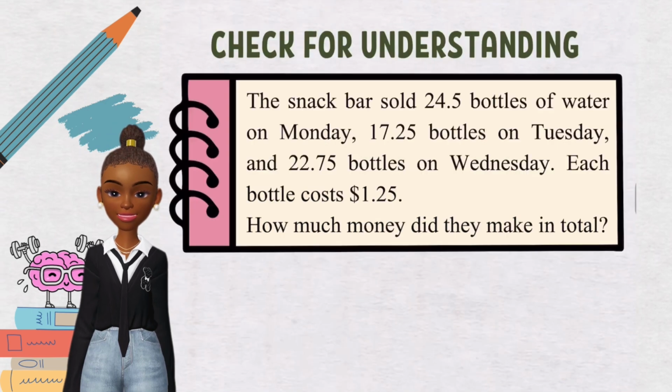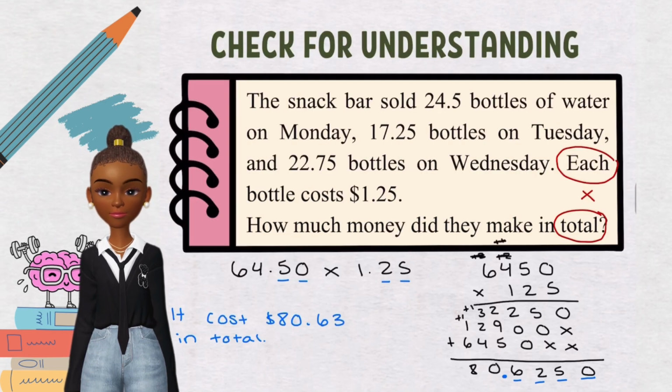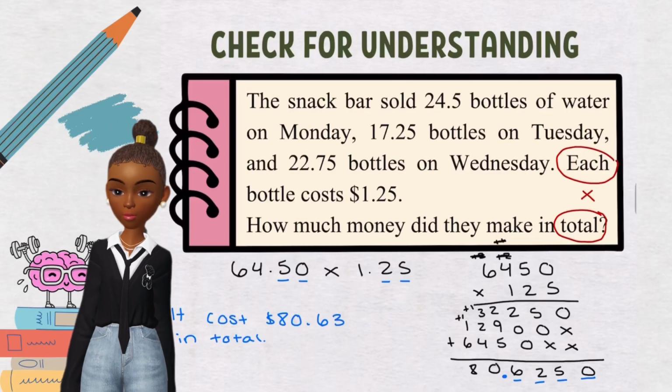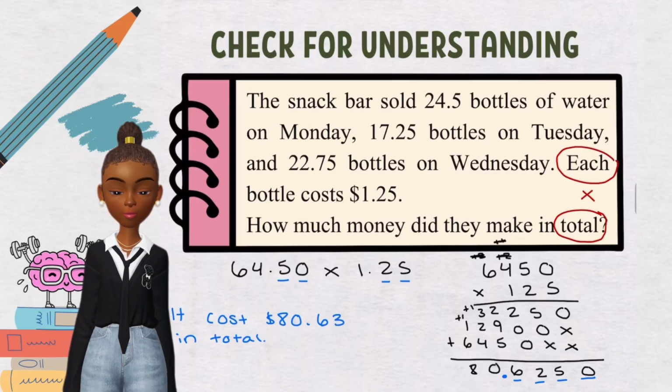Now watch this next clip of me solving the problem. Remember, 64.5 represents the total bottles sold. We multiply 64.5 times 1.25 to find the total earnings. So therefore, we needed to do 2 operations in this word problem.